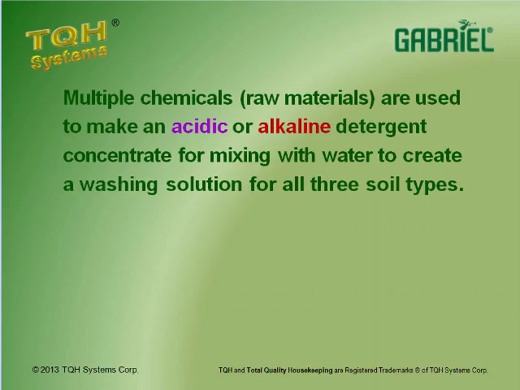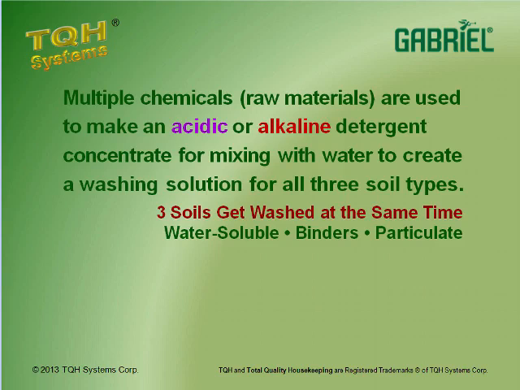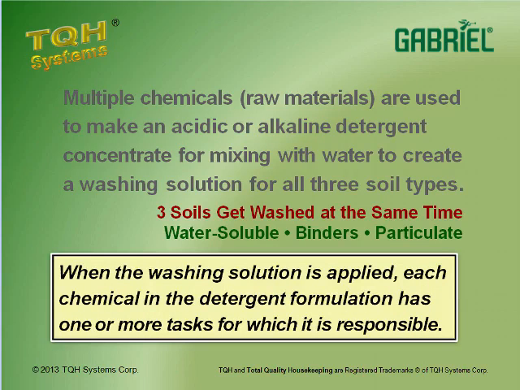Detergents are made up of a number of chemicals, and we call them raw materials. We try to make detergents as concentrated as we can so that they are easier and less expensive to transport, and you mix very little with water to create a washing solution for all three of the soil types: water-soluble, binders, and particulate. When the washing solution is applied, each chemical in the detergent formulation has one or more tasks for which it is responsible.